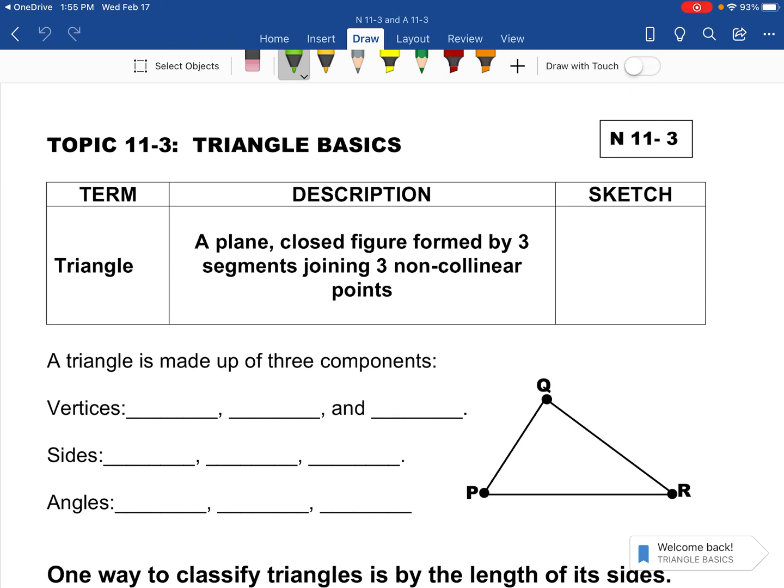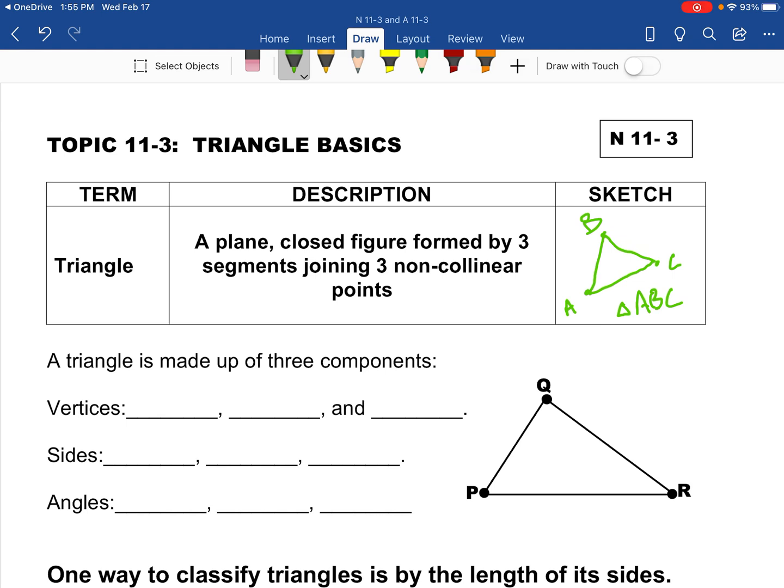So a triangle is a plane closed figure formed by three segments joining three non-collinear points. So if I have three non-collinear points, meaning three points that are not on the same line, connected with segments, then we have a triangle, and this is triangle ABC.